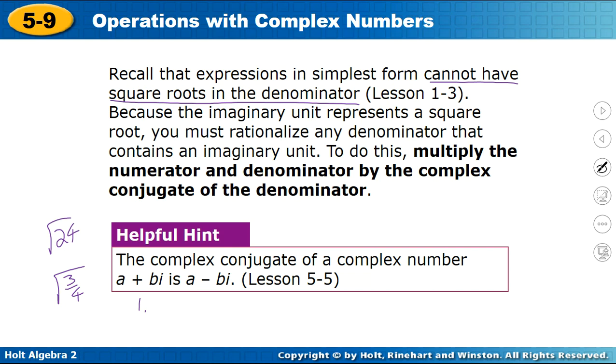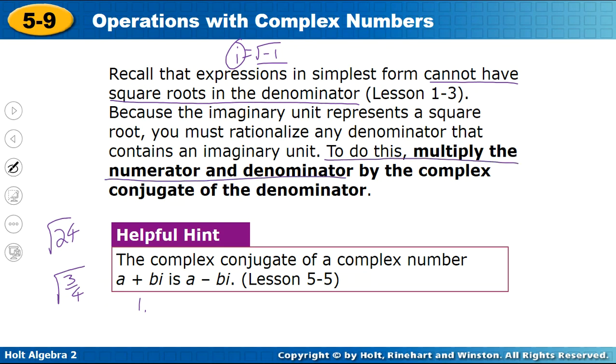If you remember imaginary numbers, the imaginary number i is equal to the square root of -1. So if I have a fraction with i in the denominator, well then I technically have a fraction with the square root in the denominator. And that's something I can't have. We need to take care of it, simplify it so that there is no i in the denominator. So to do this, this is our rule right here, it's in bold. We're going to multiply the numerator and denominator by the complex conjugate of the denominator.